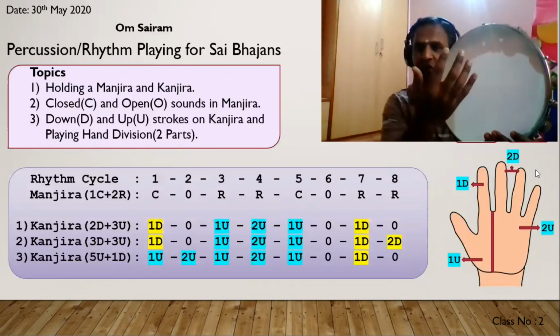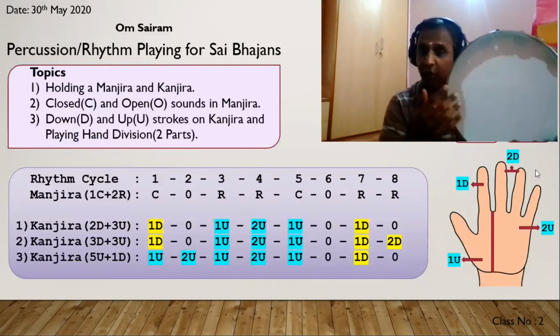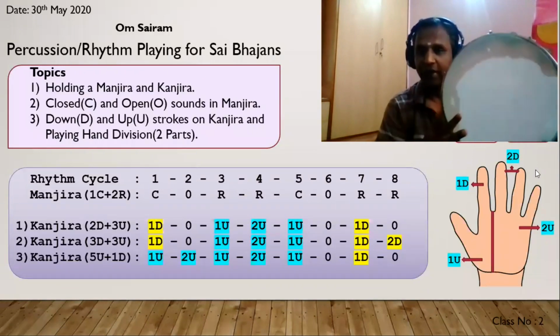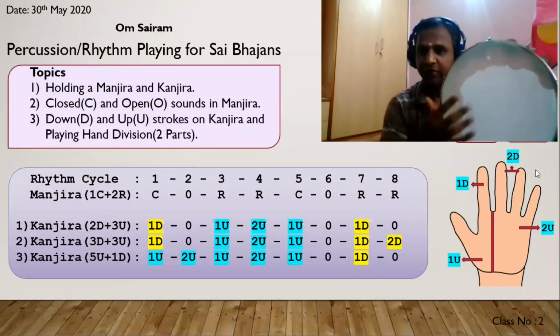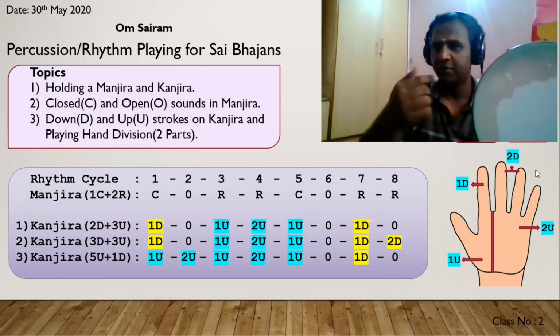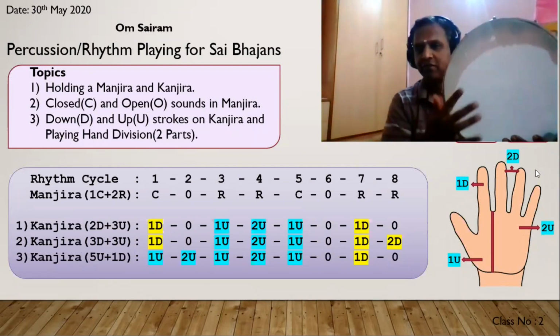1D, then 1 up, then 2U, the second up, then first up. So 1 down, then up, up, up. So 1U, 2U, 1U, and then 1D again. When you loop it over a cycle, you'll feel that there are 2 strokes down and 3 strokes up.